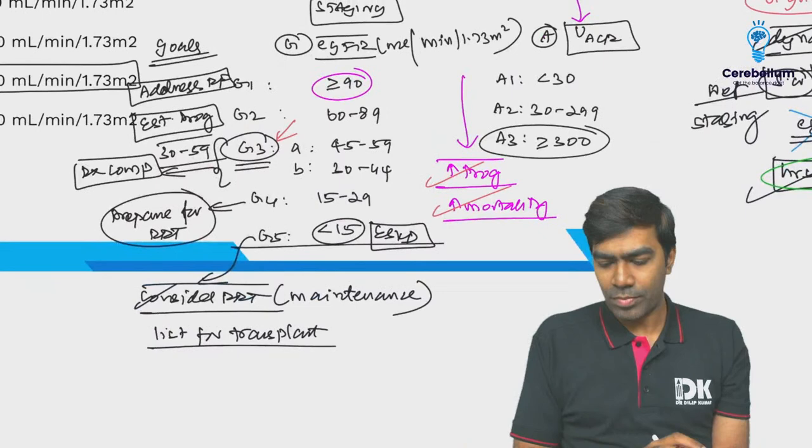Reversible or irreversible? The moment you call it AKI, as we discussed initially, AKI is basically reversible. If you talk about CKD, it's irreversible. Any chronic disease, chronic kidney disease, chronic heart failure, chronic liver disease, the moment you call it chronic, it's irreversible. You can reduce the progression to end-stage disease through some measures, but there will be nothing you can do about reversing it. So that is different. Okay.